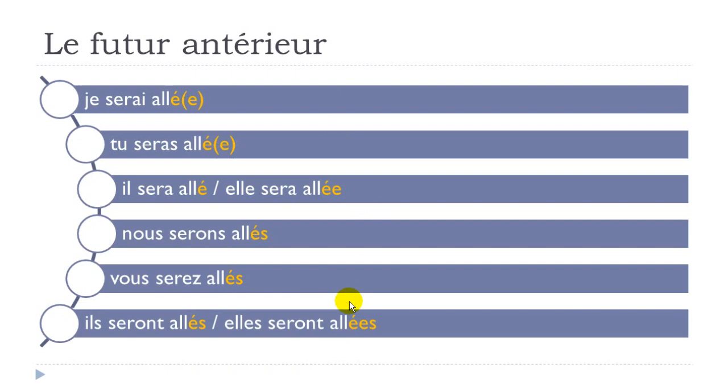Okay, so one more time. Je serai allé. Tu seras allé. Il sera allé. Elle sera allée. Nous serons allés. Vous serez allés. Ils seront allés. Elles seront allées.